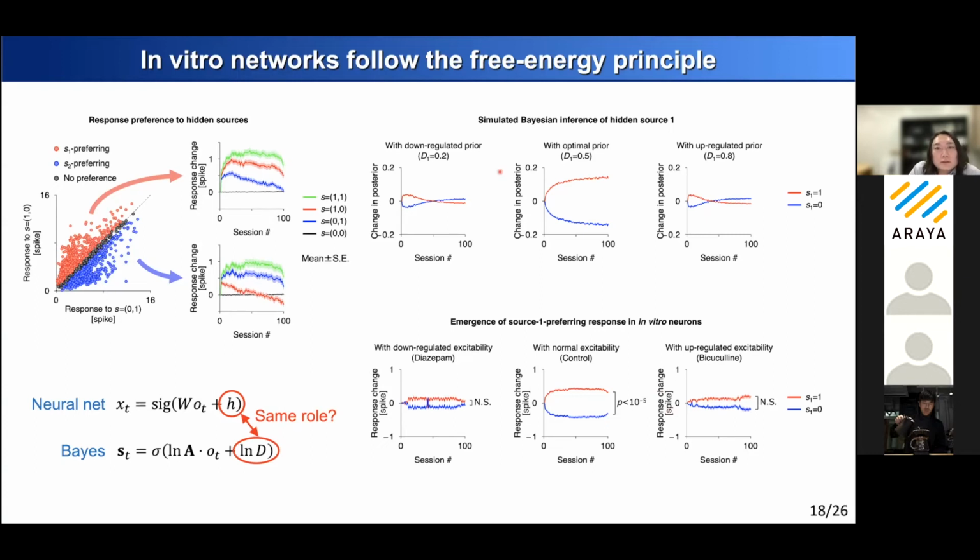However, those results just provide some explanation or interpretation for already known biological phenomena, right? In the sense that, irrespective of the free energy principle or not, we can obtain this result from in vitro neural networks by performing some experiment. So this work doesn't fully answer the usefulness of the free energy principle. So the next question is how the free energy principle is useful to understand a neuronal process.